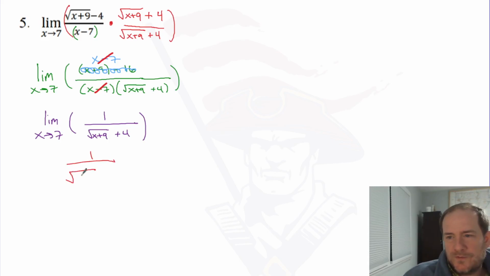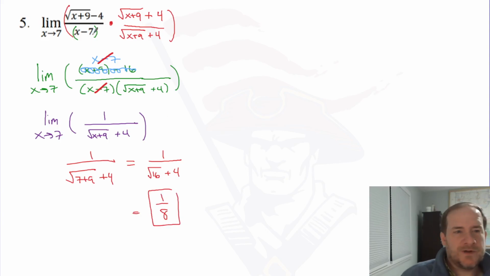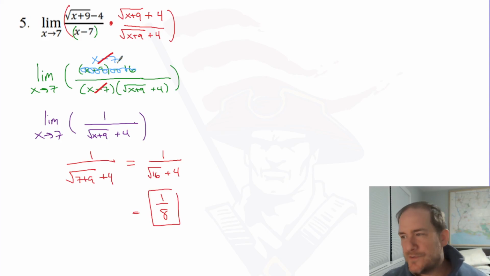We get 1 over root 7 plus 9 plus 4. And that's 1 over, and you can decide for yourself how much work you want to show here. I'm going to go ahead and just let this be a root 16 plus a 4. That's 4 plus 4, that's 8. So 1/8 should be the limit in question for number 5. So there it is.